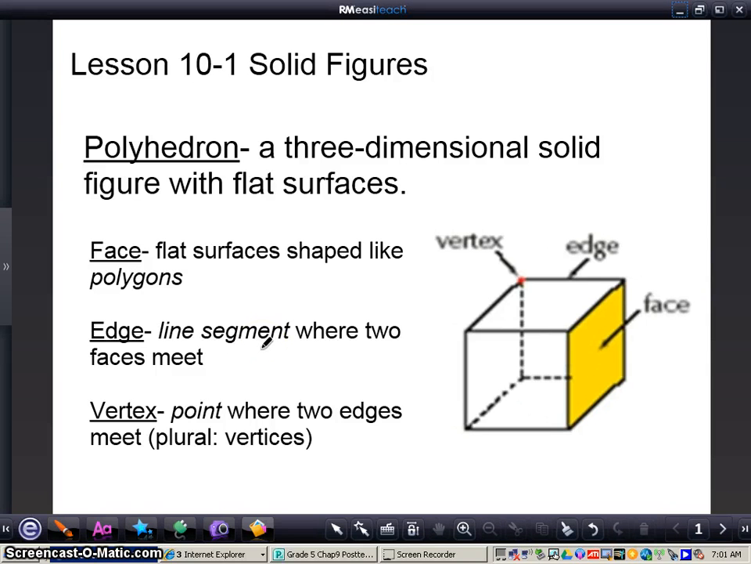During this video, we're going to take a look at solid figures, and before we go into looking at solid figures within this lesson, we're going to take a look at some key terms that we need to be able to understand and have a good understanding about in order to understand this lesson. So first of all, we're going to take a look at the term polyhedron.